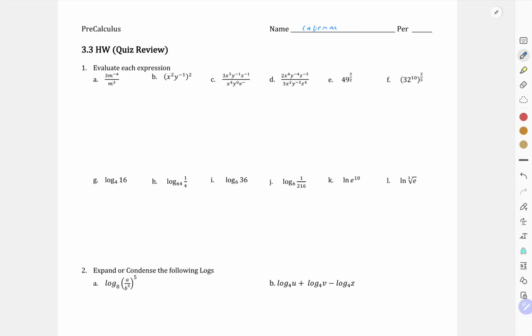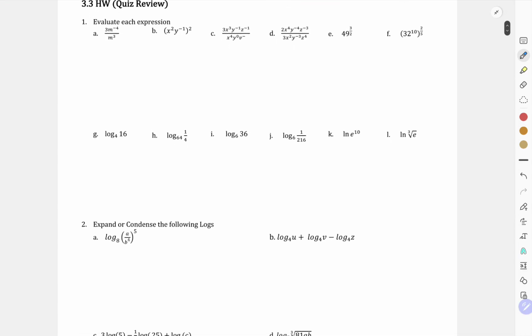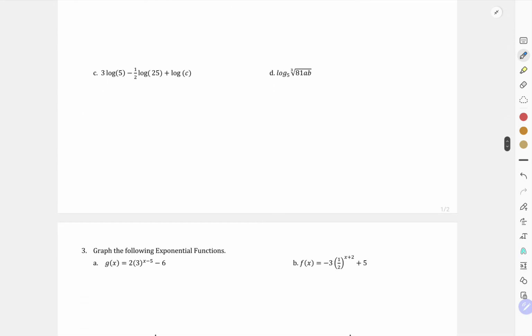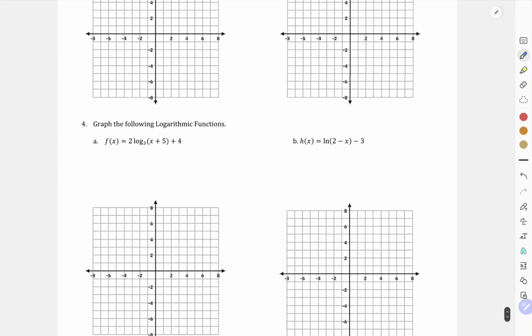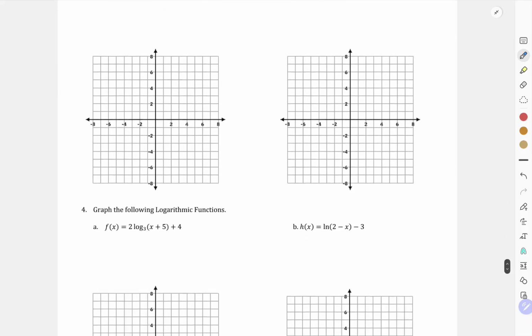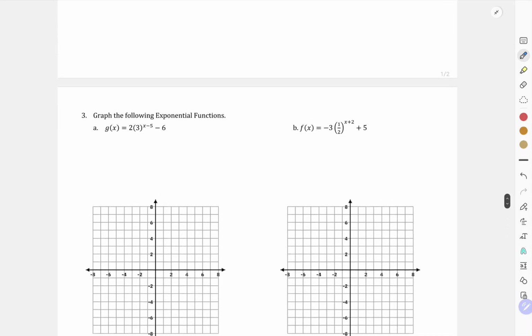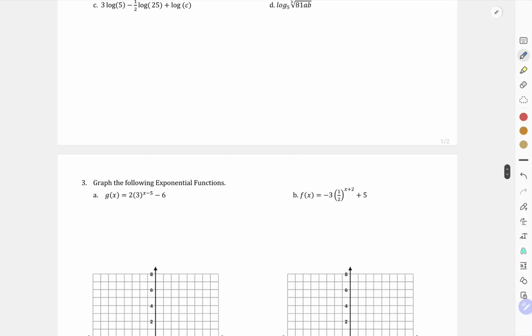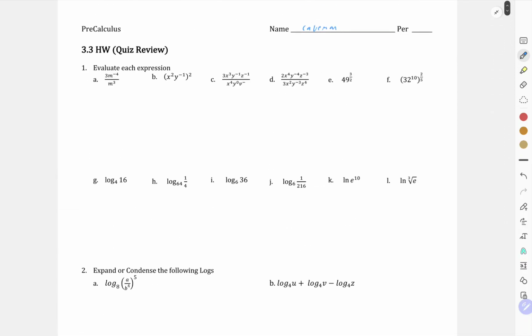Today I will be evaluating the logarithmic functions, and I will be generally solving logs, expanding, condensing, graphing logarithmic expressions, as well as some of the exponentials, as you can see. So let's get right into it. First, we see an expression here that we can evaluate.